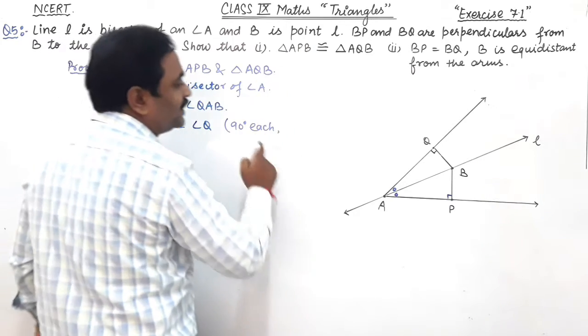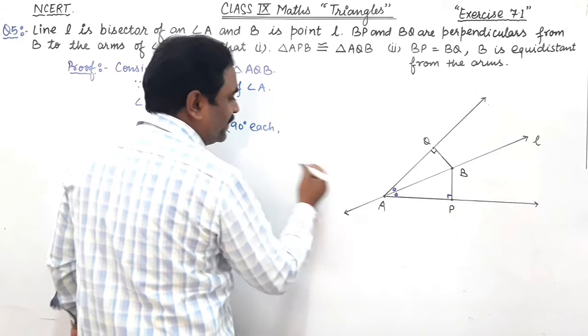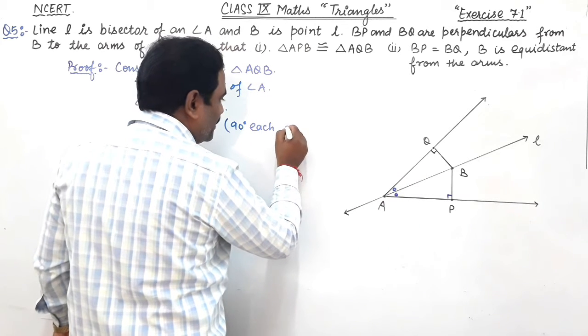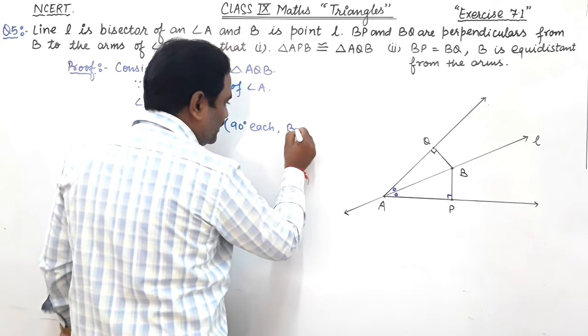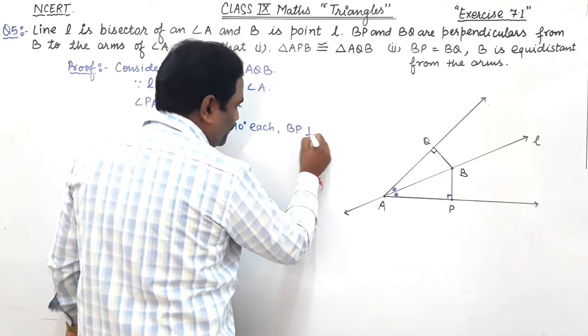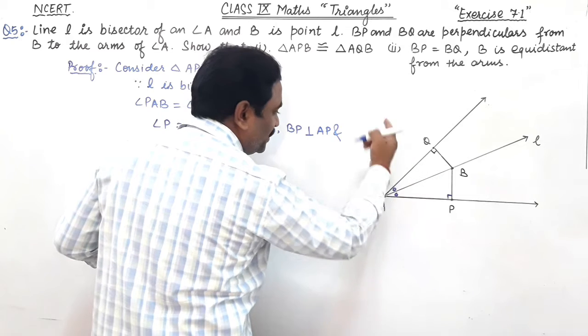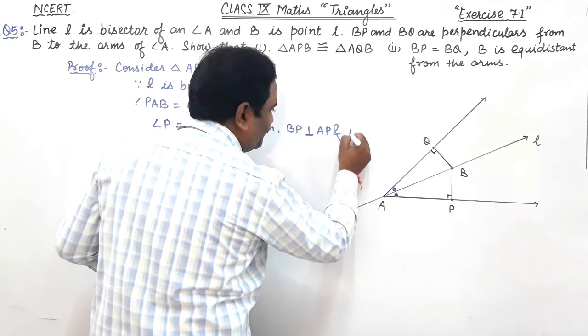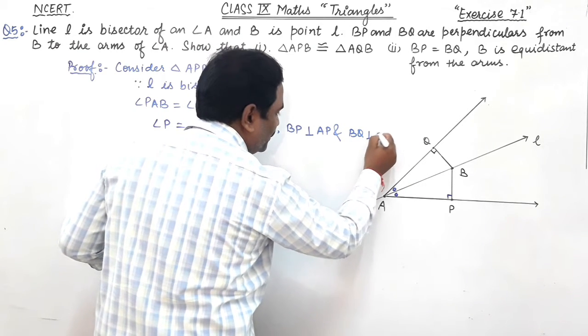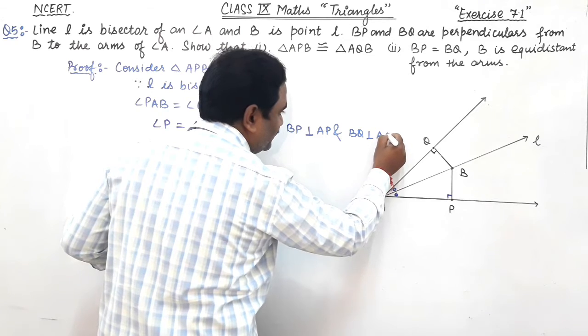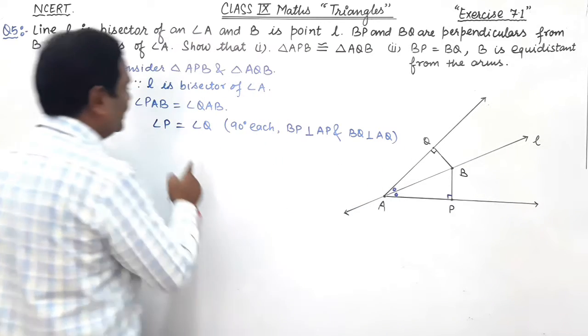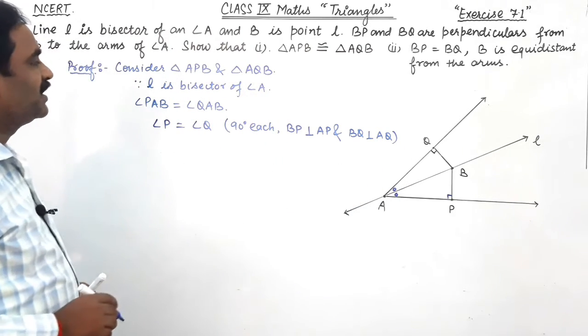Reason is: BP is perpendicular on AP and BQ is perpendicular on AQ, which is given. Okay, they are 90 degrees each.